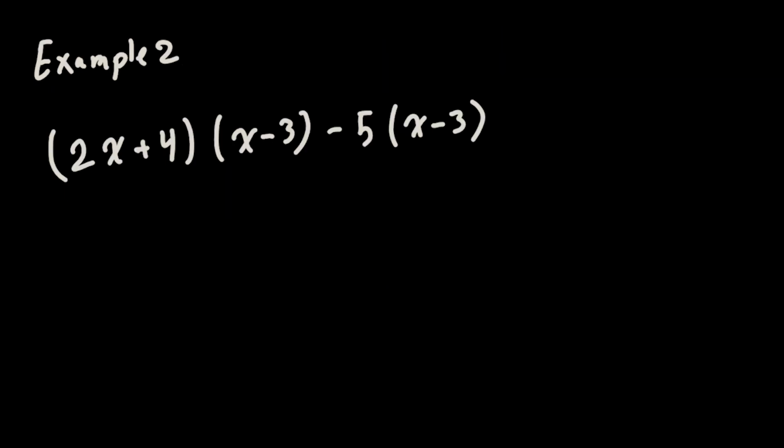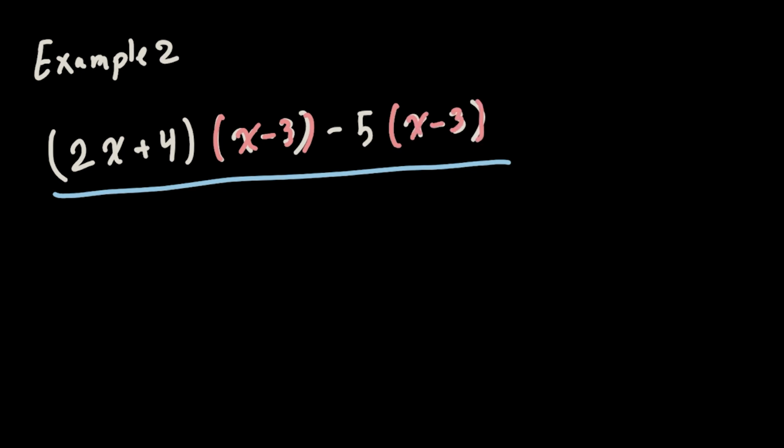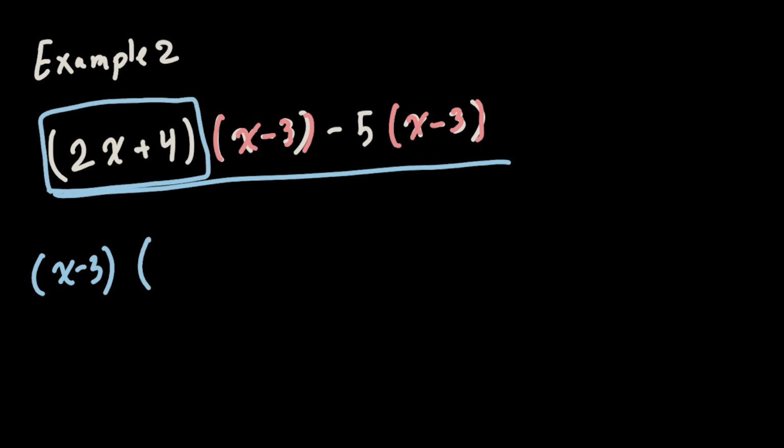Let's see example number 2. We want to factor this expression here. As you can notice, here we have x minus 3 and here we have x minus 3. So we can take it as a common factor. Here we have x minus 3 and the remaining here will be this term, so it will be 2x plus 4. Here we have a minus sign, so we'll just put a minus sign, and the remaining part here will be just 5.